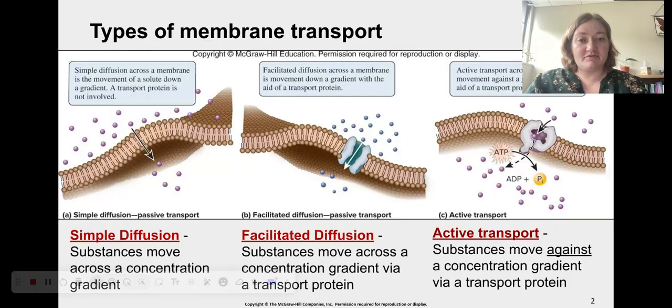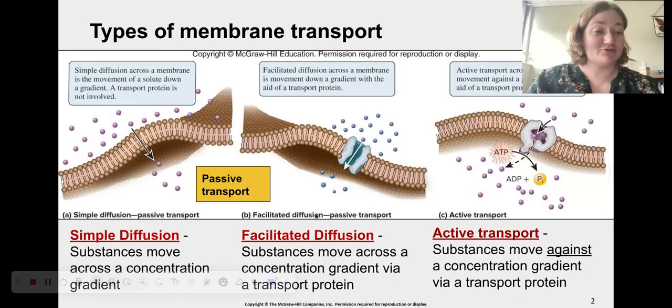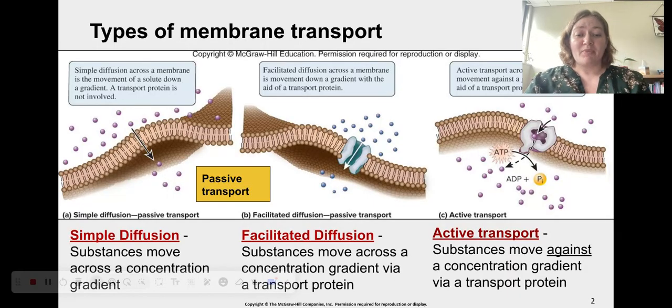And then we touched upon facilitated diffusion, another type of passive transport, passive diffusion, right? That is substances moving across a concentration gradient, but this time they need the help of a transmembrane protein, right? They can't move across the gradient themselves. Either they're too big, they have a charge, right? So they can't get through that hydrophobic interior. They need a protein to help them.